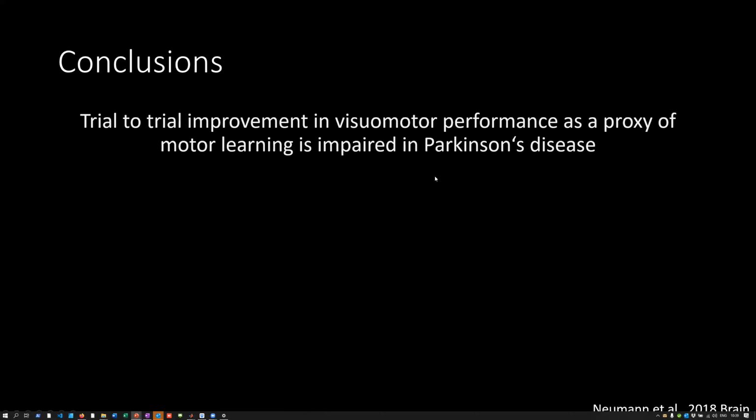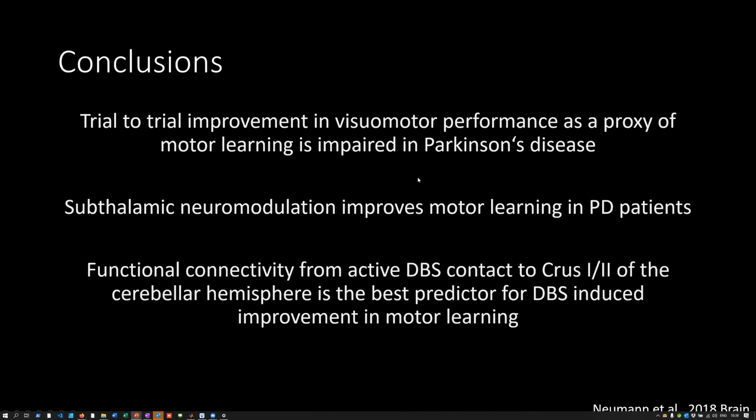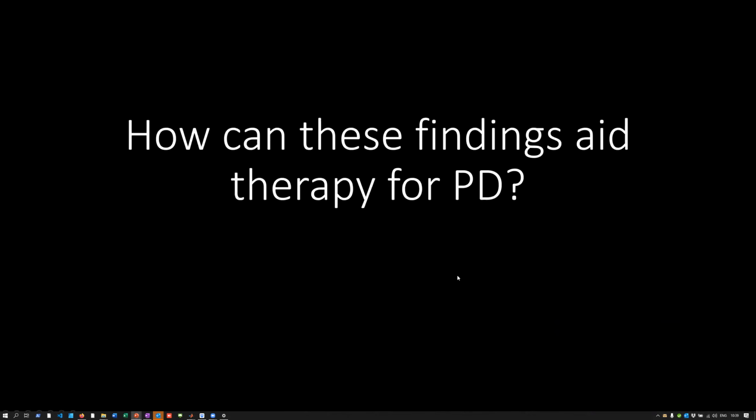So trial-to-trial improvement in visual motor performance as a proxy of motor learning is impaired in Parkinson's disease. Subthalamic neuromodulation improves motor learning in PD patients, and functional connectivity from active DBS contacts to the crus 1 and 2 of the cerebellar hemisphere is the best predictor for DBS-induced improvement in motor learning.